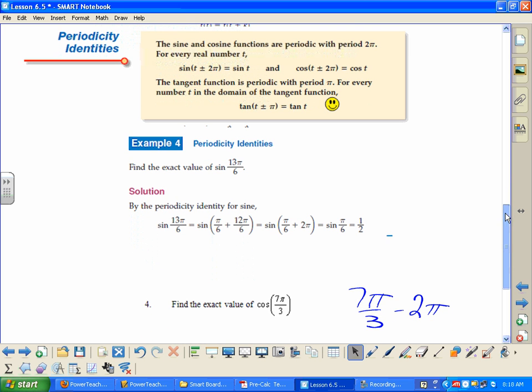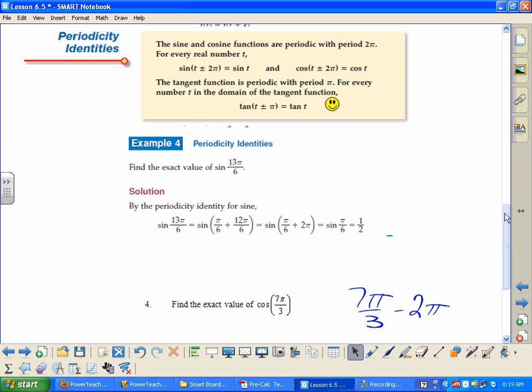So I put example 4 from the book up here, finding the value of the sine of 13 pi over 6. This is similar to the example we did yesterday when we were doing 9 pi over 4. That 13 pi over 6 is pi over 6 plus 2 pi. So basically we just need to find the sine of pi over 6.